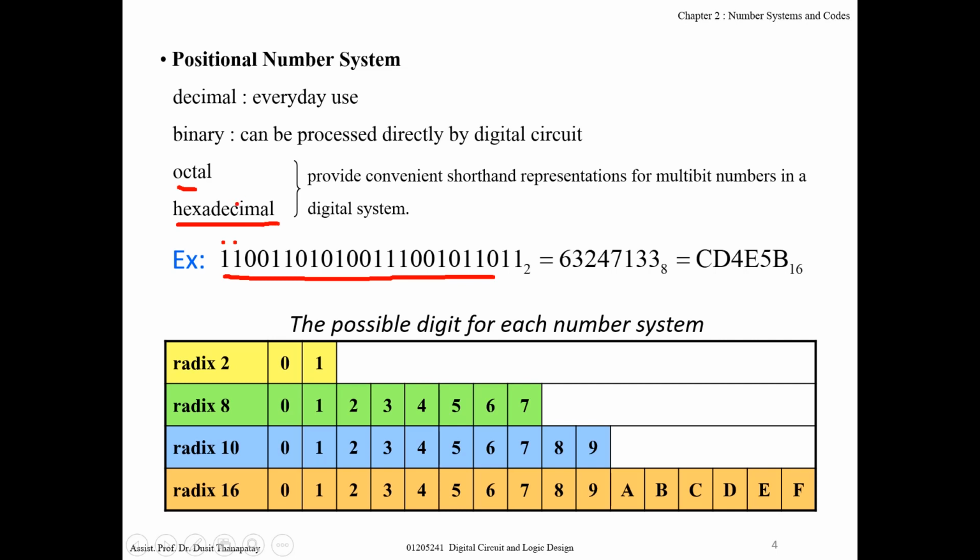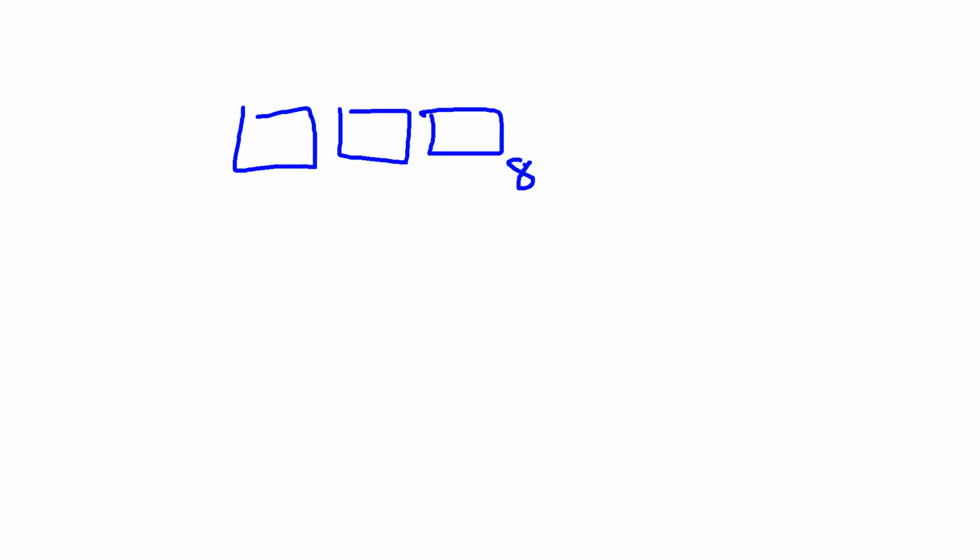For octal, or radix 8, that means each digit can be what? Can be 0, right? 1, 2, 3, 4, 5, 6, 7, right? 0 to 7, not 8. Okay, so generally it can be 0 to 7 for each digit.